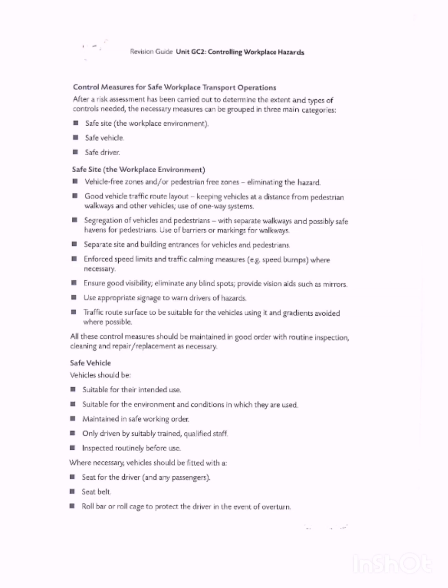Then we're talking about point number 2. We're talking about safe vehicle. What do they mean by safe vehicle? A safe vehicle should be, one, suitable for its intended use. So every vehicle should be suitable to be used for the passengers, the office staff.